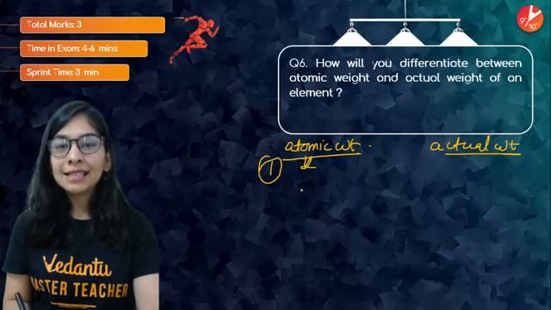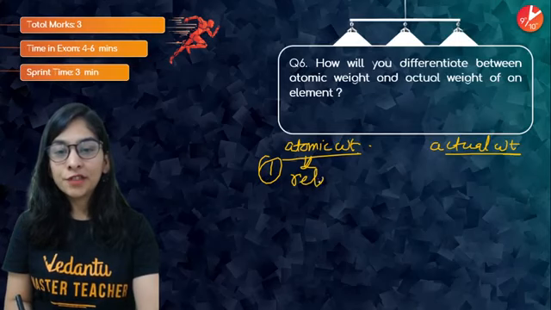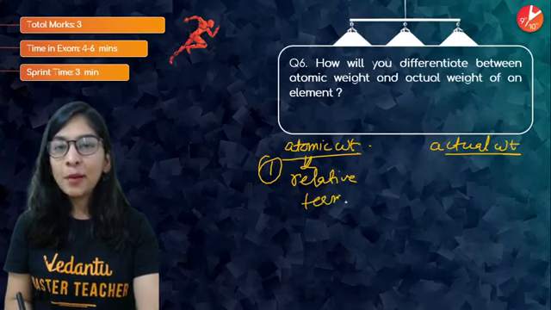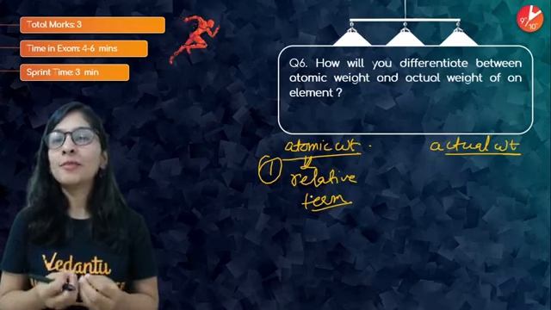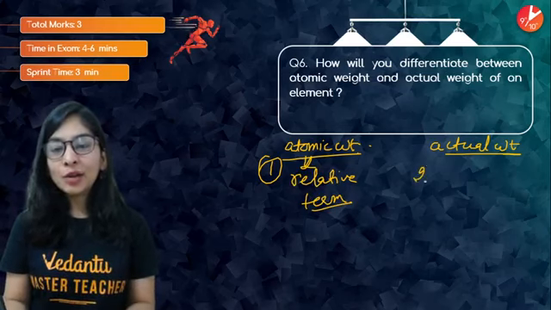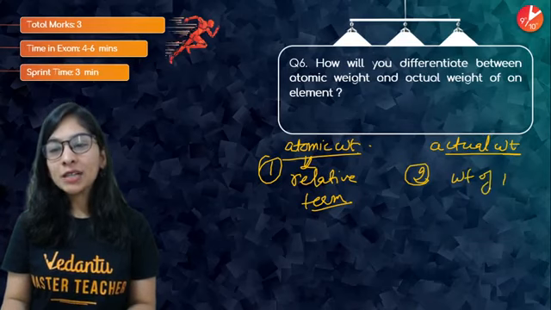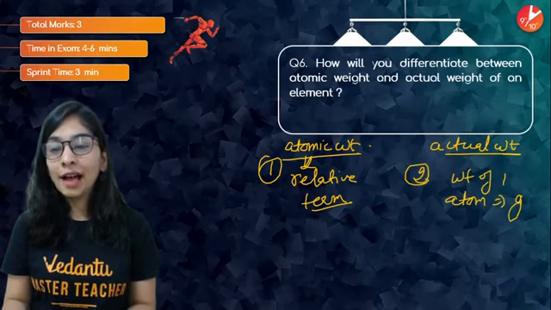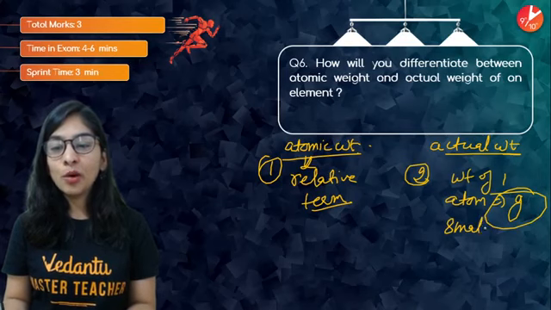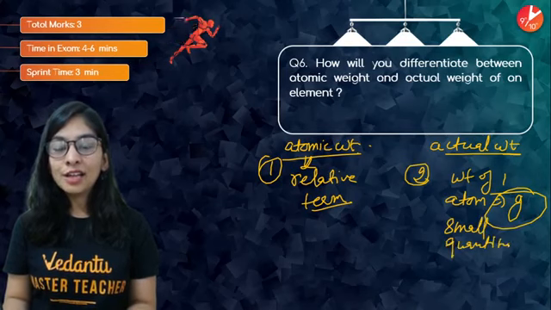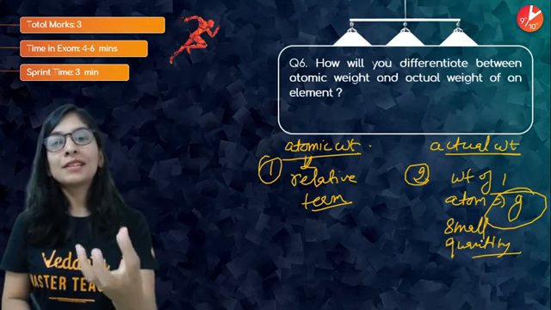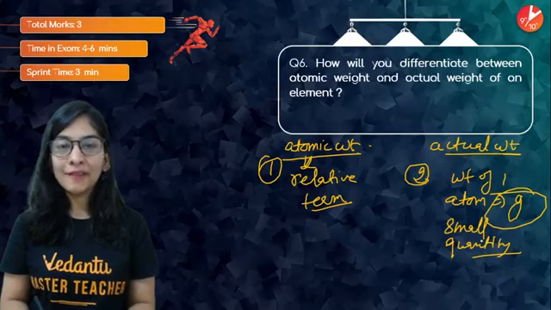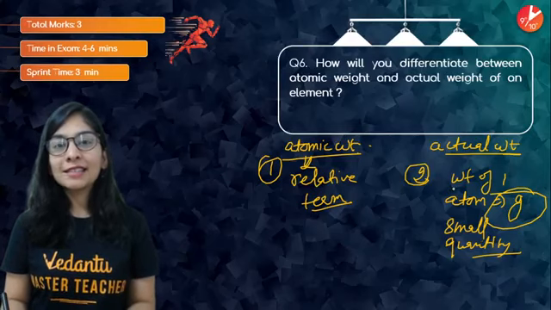Atomic weight is a weight in relative terms, that we get after comparing it with a standard unit, that is 1 by 12th mass of a C12 atom. And actual weight is the weight of that one atom written in gram. That's a very small quantity. So relative atomic weight is a ratio of the mass of the atom with the standard unit, that is 1 by 12th part of the C12 atom. And this is the actual weight of the one atom written in gram.